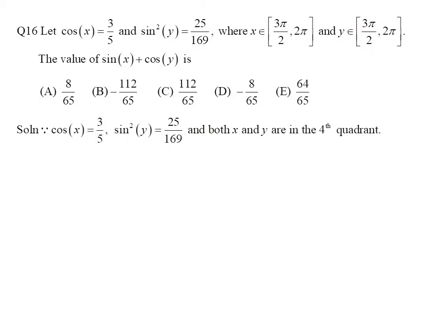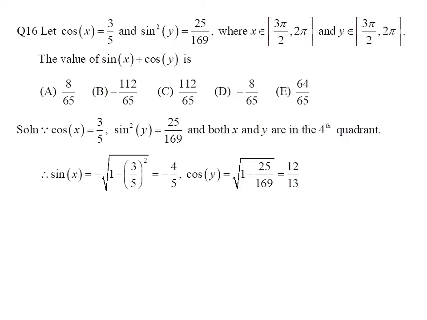Since cos x equals 3/5 and the square of sin y equals 25/169, and both x and y are in the fourth quadrant, sin x equals negative square root of 1 minus (3/5) squared, which equals negative 4/5. Accordingly, cos y equals square root of 1 minus 25/169, which equals 12/13. Hence, sin x plus cos y equals negative 4/5 plus 12/13, which equals 3/65. So the answer for question 16 is A.